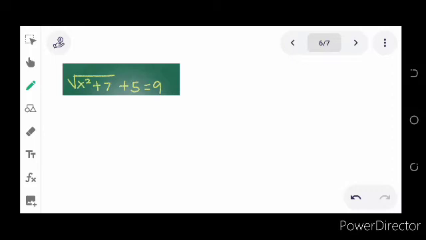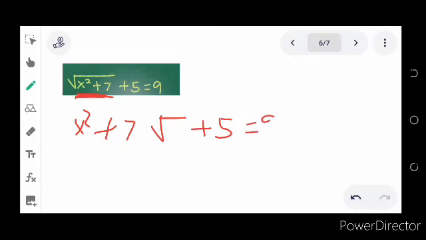Next, you have the square root of x squared plus 7, plus 5 equals 9. Again, you have x squared plus 7 inside the radical symbol, so you work on that one first. So let's see what happens inside that. That becomes x squared, and then plus 7, and then you get the square root, because x squared plus 7 is inside, so you do first the x squared plus 7 before you get the square root. So that's why the square root comes after x squared plus 7. Then plus 5 equals 9.